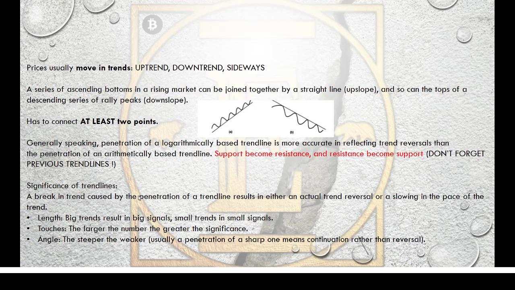If we draw a trend line with only 2 points, it's not a big support trend line. But if there's a trend line that supports 8 times during 5 years, it's very strong. And then the last one that I like a lot: the steeper, the weaker. So usually penetration of a sharp trend line means continuation and not reversal. It's too easy to break a very steep support trend line. That's why it's very difficult to keep a parabolic movement, because it's so easy to break that support trend line of a parabolic movement.